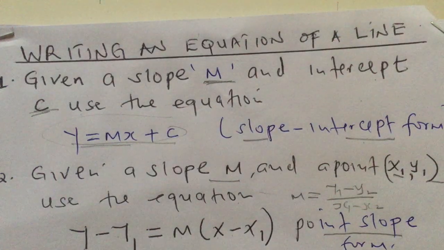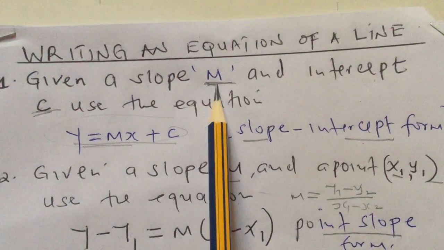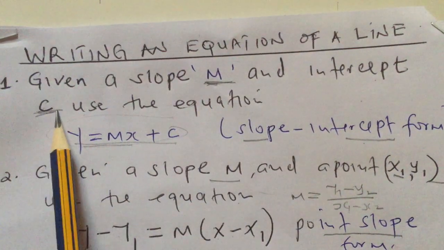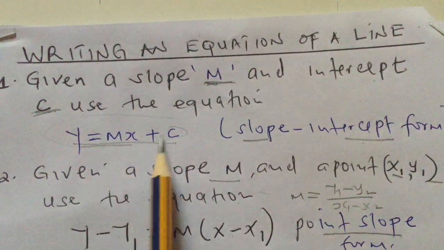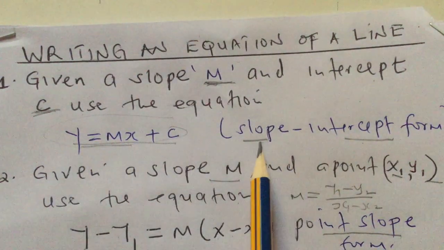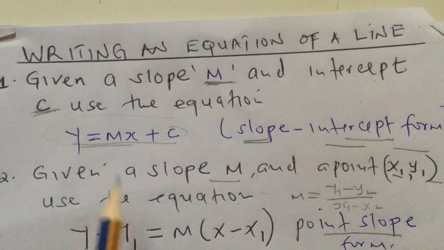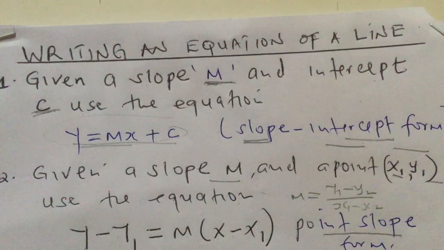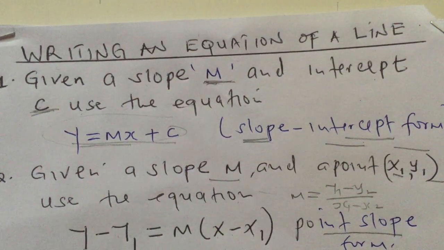So I'm starting with the first one, where you are given the slope m and the intercept c. So the equation is going to be y equals mx plus c. This representation is actually the slope-intercept form. And this one only becomes possible if you know m, which is the slope, and you know the intercept, which is c.